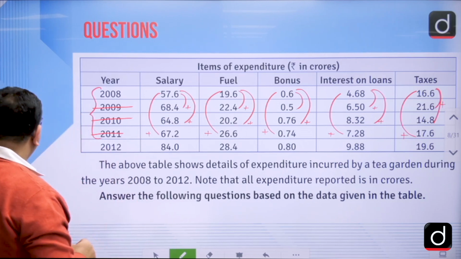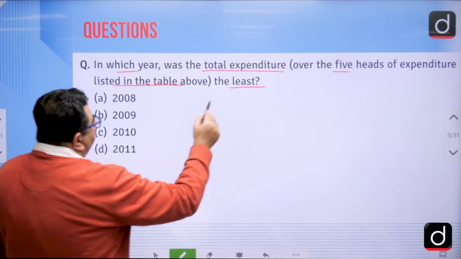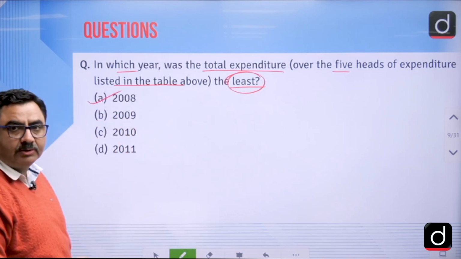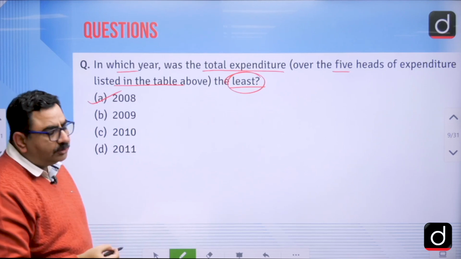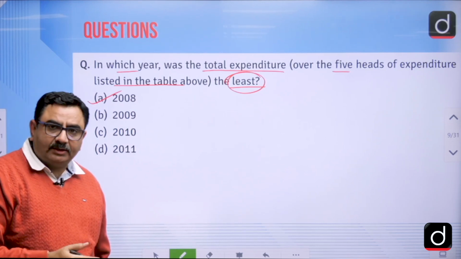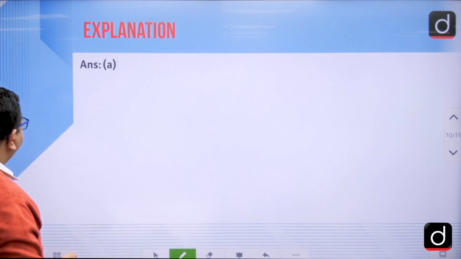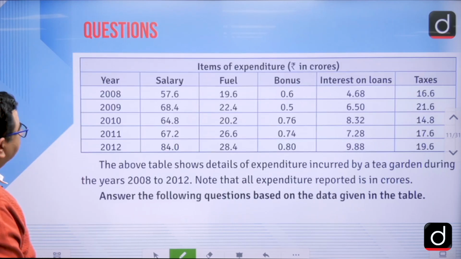So can I say that we have to find the least expenditure? My answer should be what? 2008. So some of the questions we can do based on observation, and this is actually data interpretation, right? Okay. Now let's see further.